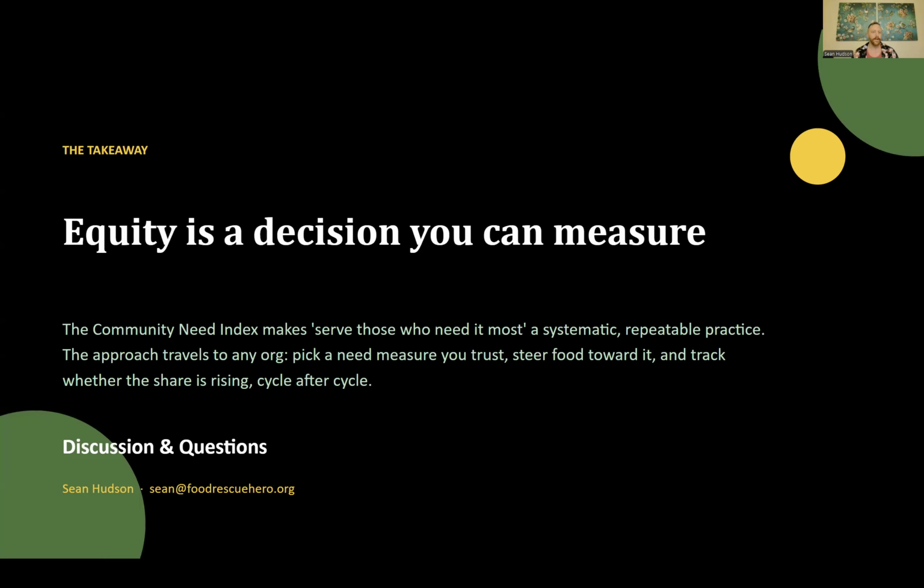With that said, equity is a decision you can measure. This is just one way to do it, but it makes serving those who need it most a systematic and repeatable process. No one has to think about how to do it because it is baked into partly how we make rescues now. This approach can work anywhere though. Pick something you trust, steer food towards it, and then see if it is working.